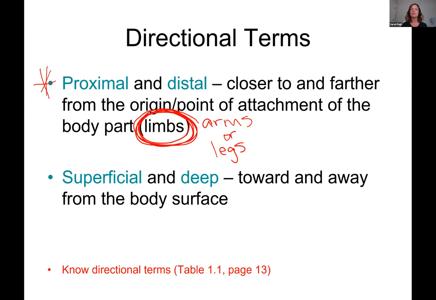So it is important that you know all these directional terms that we just walked through. In your lab this week, there are some directional terms where you just have to identify these different terms using an image.